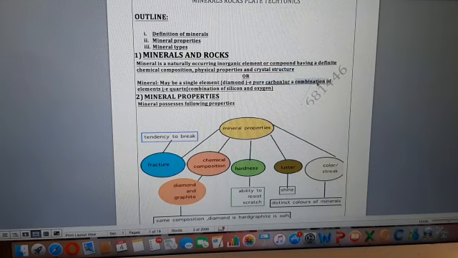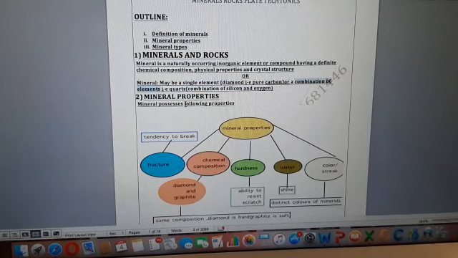Combination of what? Combination of elements. You can take the example of quartz, that is a combination of elements like silicon and oxygen. Now from here you got the idea that a mineral may be a single element or it may be a combination of more than one element.